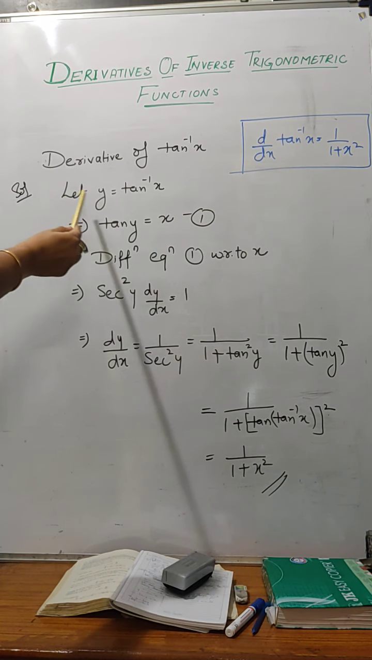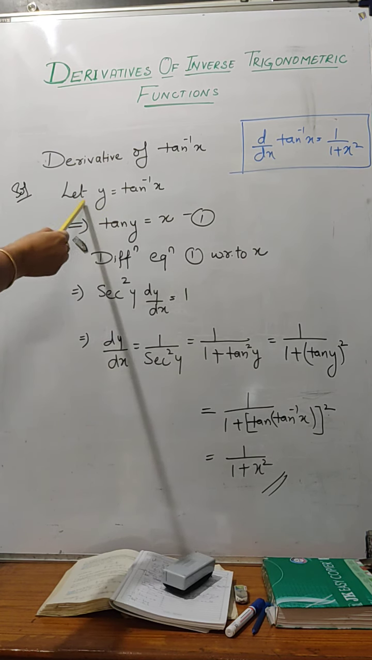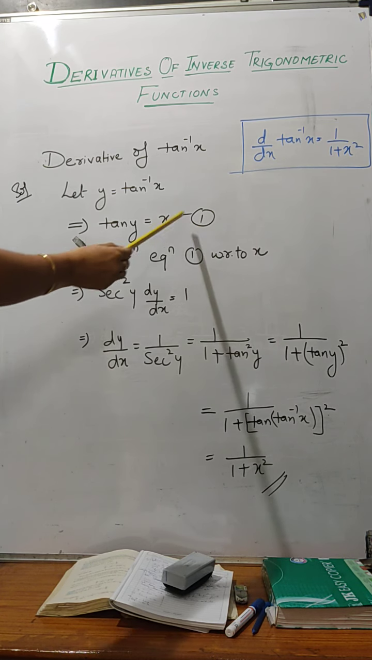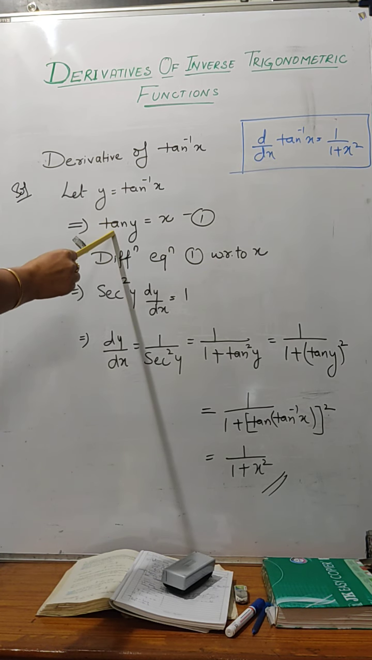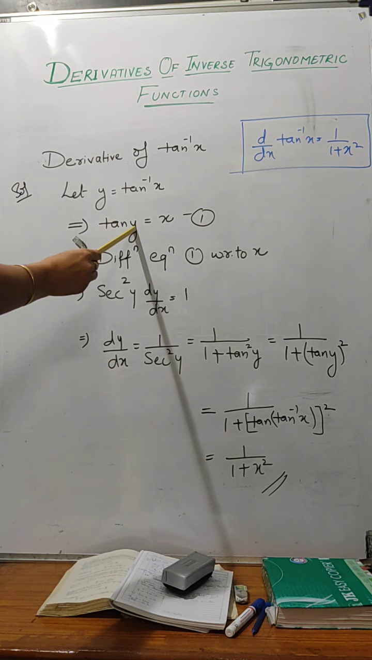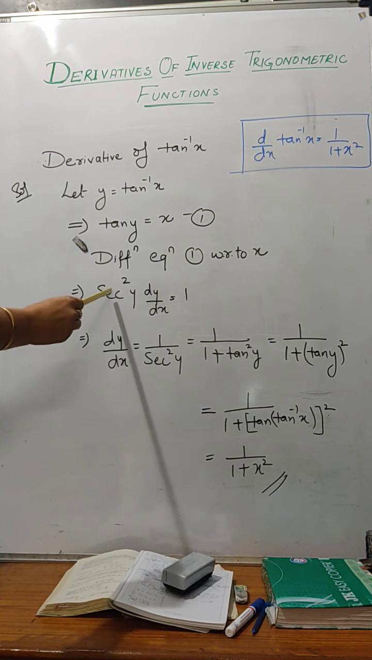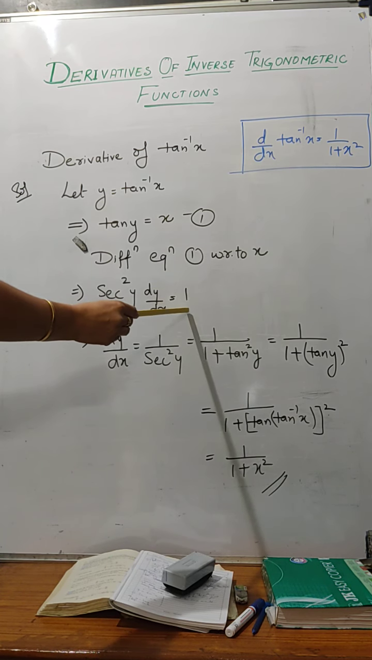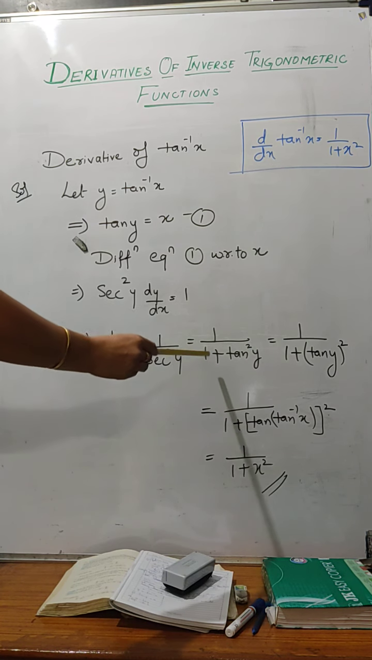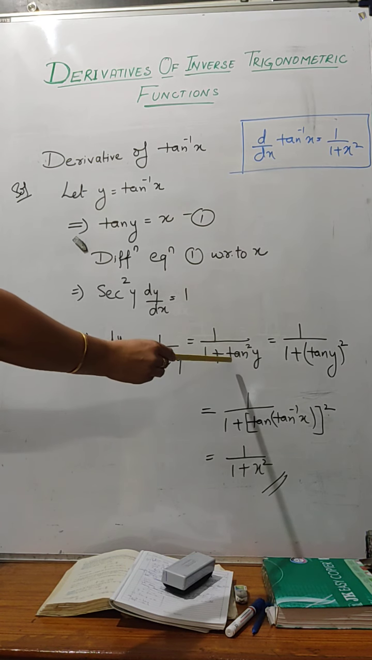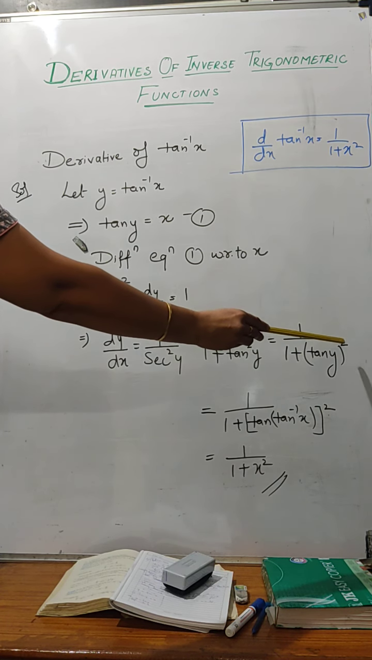Now how we have got this, you just see. Let y equal to tan inverse x, then tan y will be equal to x, give it as equation number 1. Differentiating both sides of equation 1 with respect to x, differentiation of tan y is sec square y, and differentiation of y will be dy by dx, is equal to differentiation of x, which is 1. Now bringing this sec square over to the right hand side, dy by dx is equal to 1 upon sec square y, which is equal to 1 upon 1 plus tan square y. By using the identity, that can be written as 1 upon 1 plus tan y the whole square.